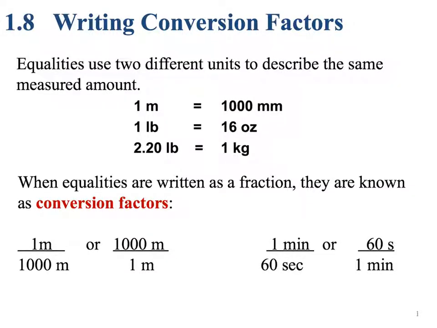Equalities use two different units to describe the same amount. For example, 1 meter is 1,000 millimeters, 1 pound is 16 ounces. So equalities can be written as a fraction. We could say 1 meter over 1,000 millimeters, or we could say 1,000 millimeters over a meter.